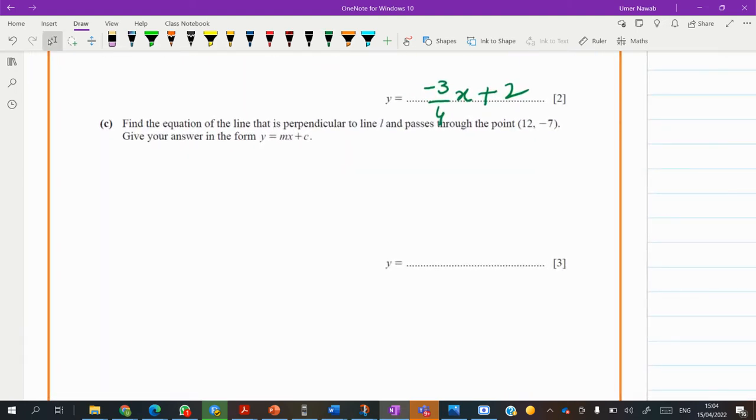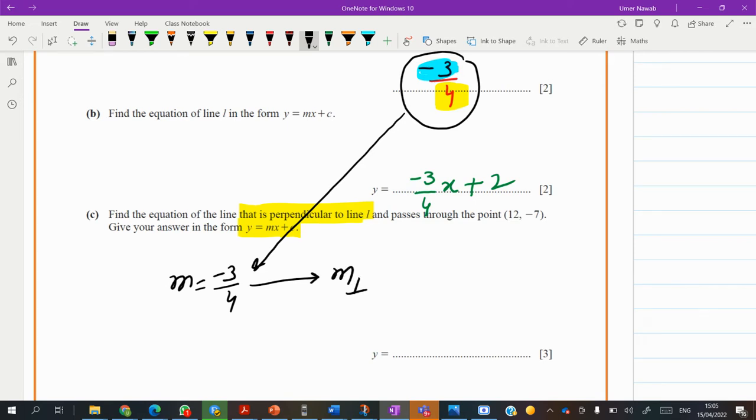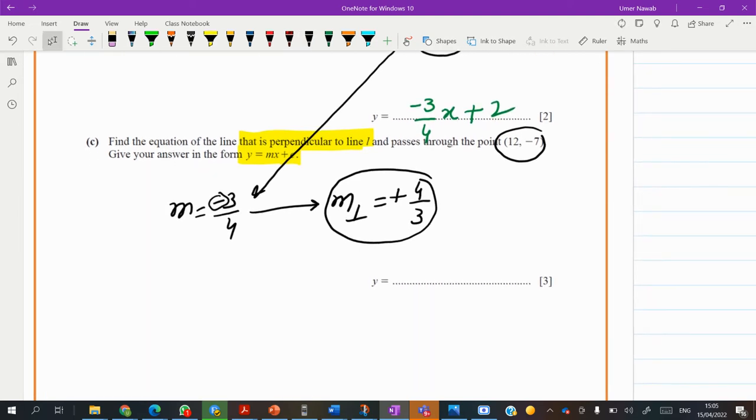Again, he wants a perpendicular line equation, perpendicular to the line L. Okay, so as you all see, the gradient given to us for the given line is minus 3 over 4, and I want to write the perpendicular line gradient. Change the sign from minus to plus, and 3 over 4 becomes 4 over 3. So this is the gradient, and we need to use this point to write the equation of a line perpendicular to the given line L.